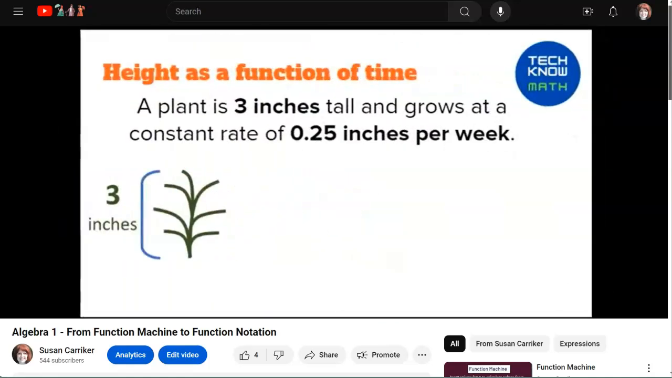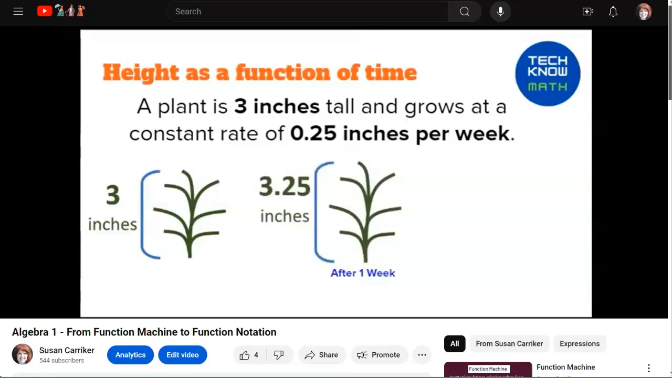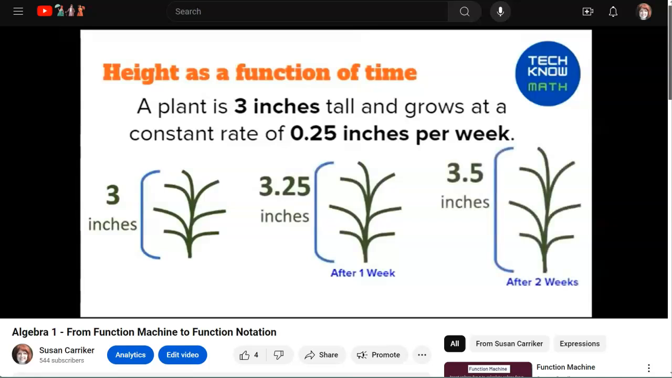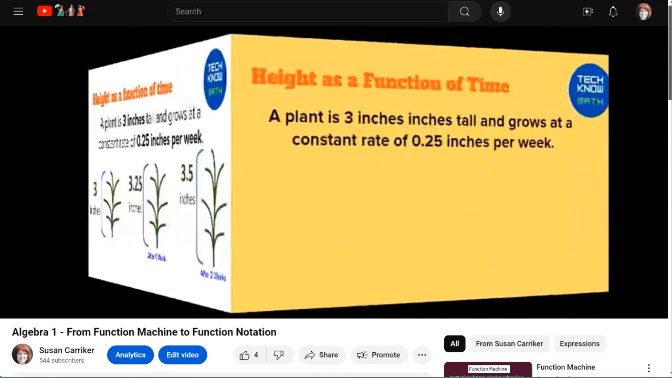Let's look at a real-life example. Height is a function of time. A plant is 3 inches tall and grows at a constant rate of 0.25 inches per week. So notice it starts at 3 inches. After 1 week, it's grown to 3.25 inches. And after another week, it's grown to 3.5 inches.